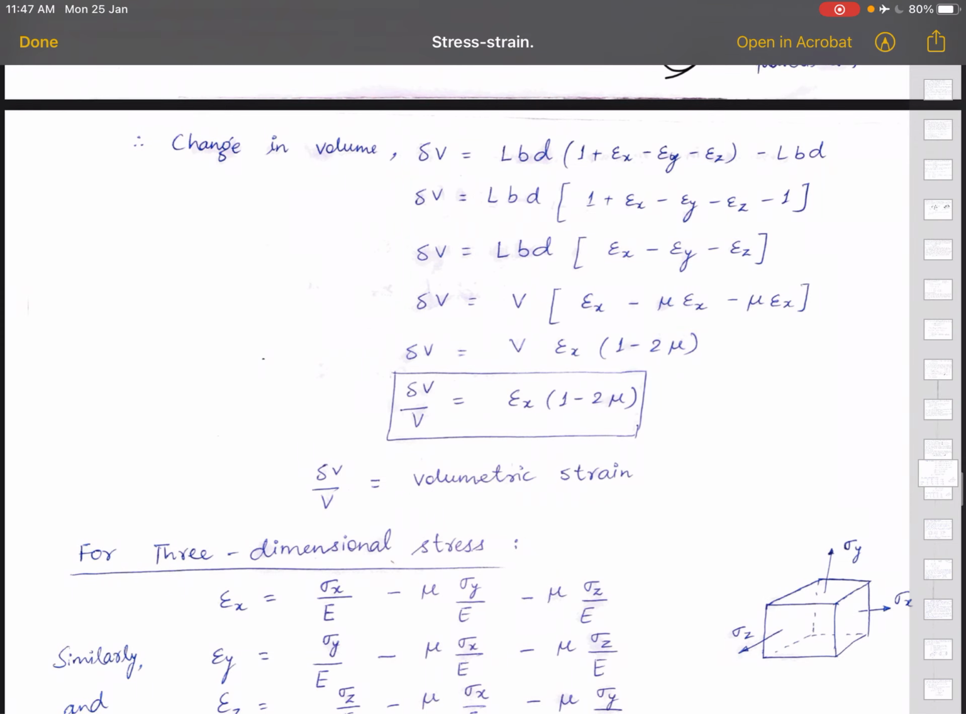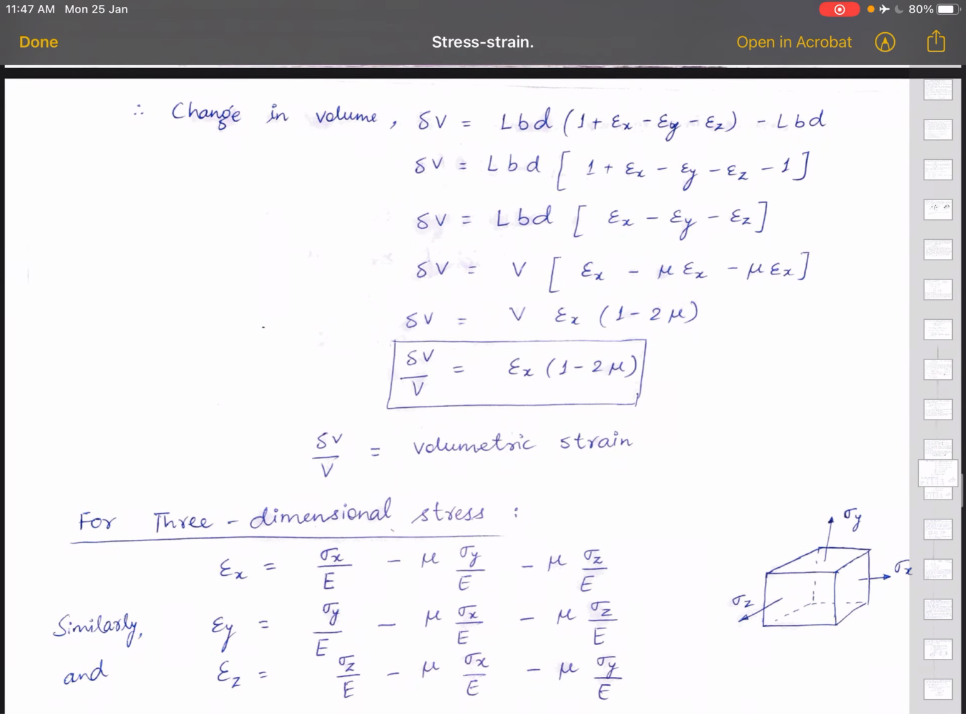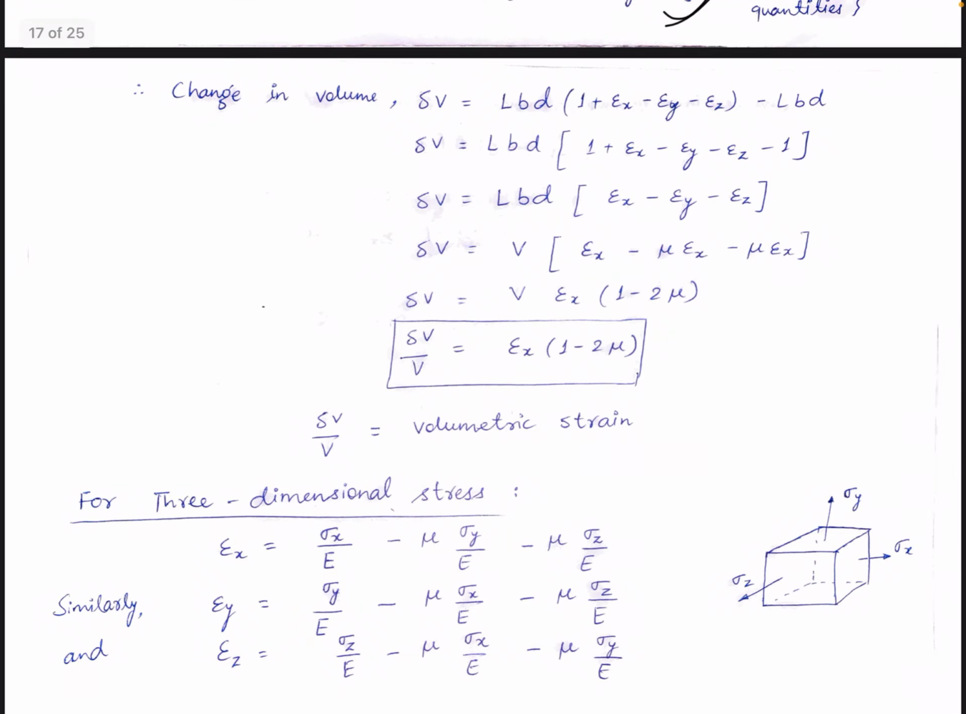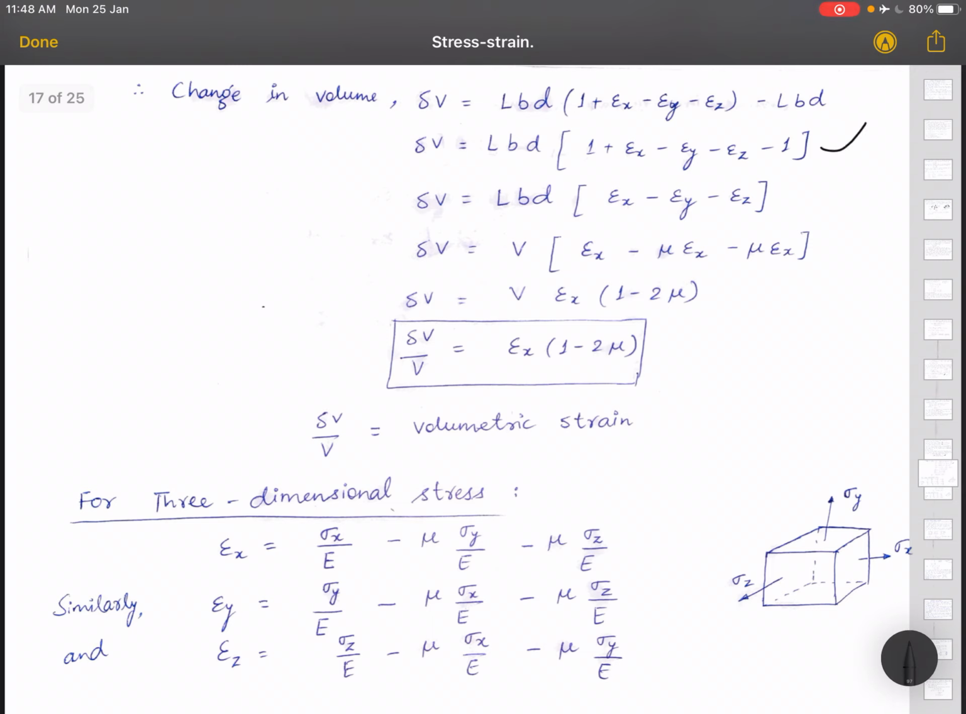Now what is the change? The change will be the new volume minus the original volume. So finally we are getting this result. Now we are going to put epsilon y and epsilon z in terms of epsilon x. So finally you are going to get delta V. This is the volumetric strain. So volumetric strain is epsilon x into 1 minus 2 times mu. This result you have to remember directly, as a question can be asked in the exam.